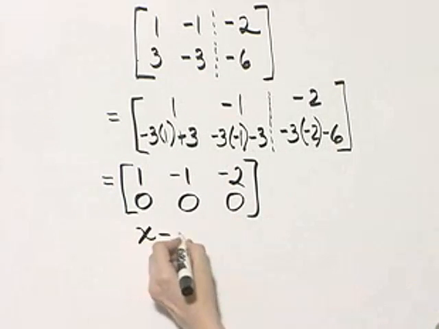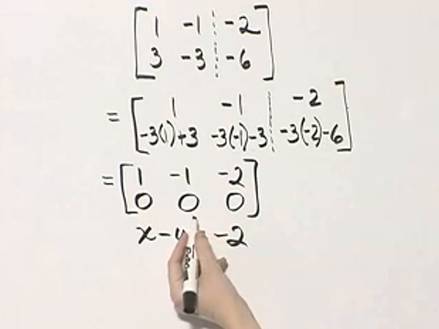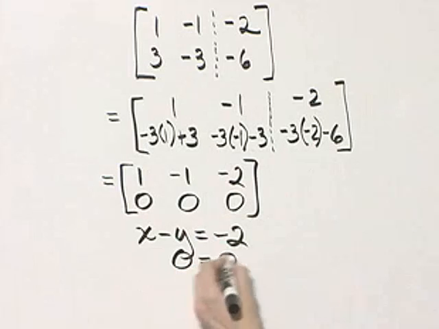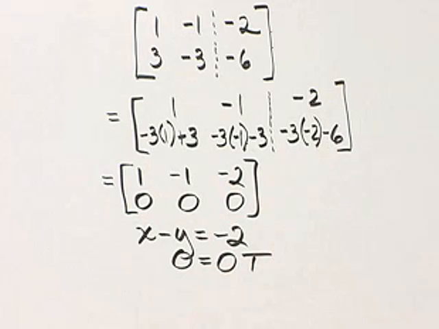I've got x minus y is equal to -2, and here I've got 0x plus 0y is equal to 0, or I have 0 is equal to 0, a true statement. Remember what that means? It means these are dependent equations, their graphs are the same, and there's an infinite number of solutions. How can we write down the solutions?